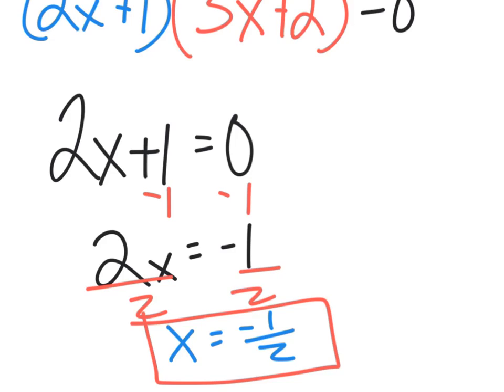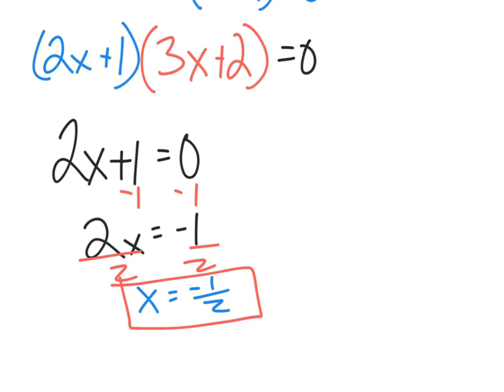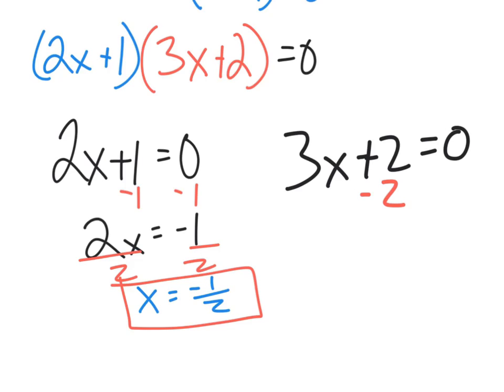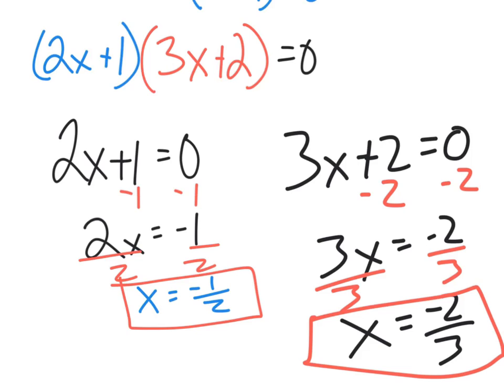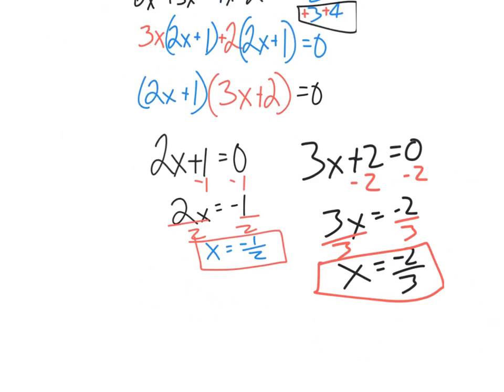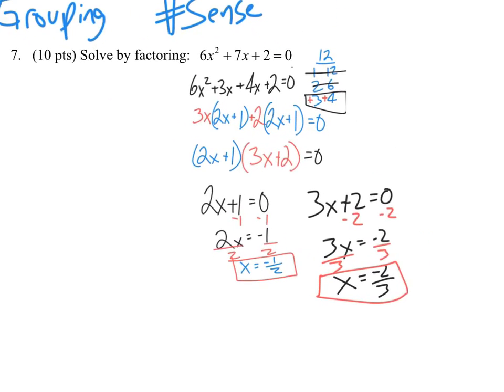Let's take a look at the second root. I can see that it's 3x plus 2 equals 0. Let's subtract 2 from both sides. We've got 3x equals negative 2. Then, of course, divide both sides by 3, and x equals negative 2 over 3. We've got our second root. Beautiful. Negative 1/2 and negative 2/3. That, ladies and gentlemen, is our answer. We just factored that. That was a lot of work, but that was actually kind of fun.